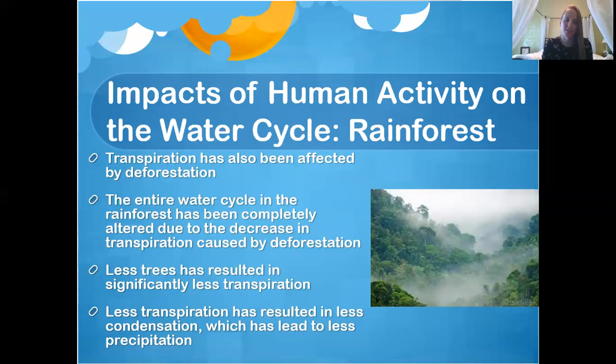Transpiration has also been affected by deforestation. Obviously, if there are fewer trees in an area, less transpiration is going to happen. And the entire water cycle in the rainforest has been completely altered because of how much deforestation has happened. So there's essentially way less precipitation surrounding the rainforest and in the rainforest than there used to be. And this has actually led to desertification, which is the formation of deserts in areas that didn't used to be deserts, just because of this.